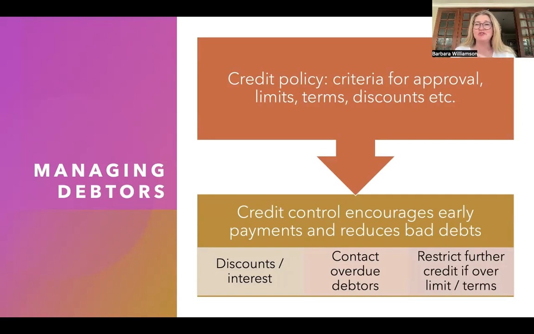Obviously, yes, you can offer discounts, you can charge interest. In reality, that isn't actually as effective as simply keeping them up to date with what they owe you and contacting them when they are overdue. You can just send regular statements, a little reminder, might be an email, a WhatsApp, even pick up the phone and speak to them. That is the best way to actually get people to pay you pretty quickly.